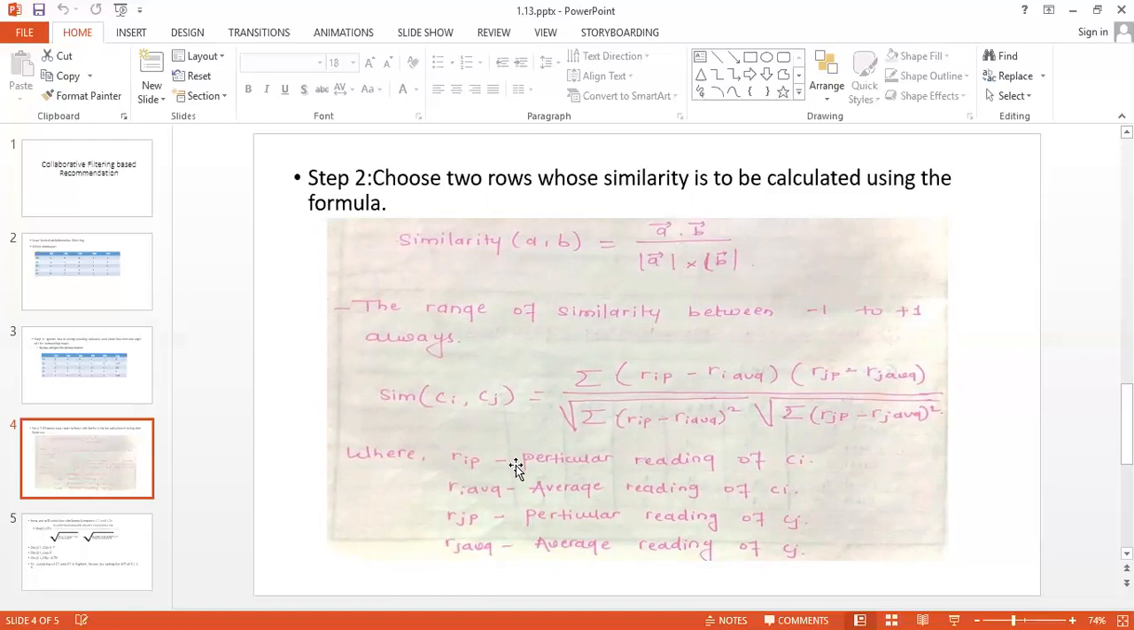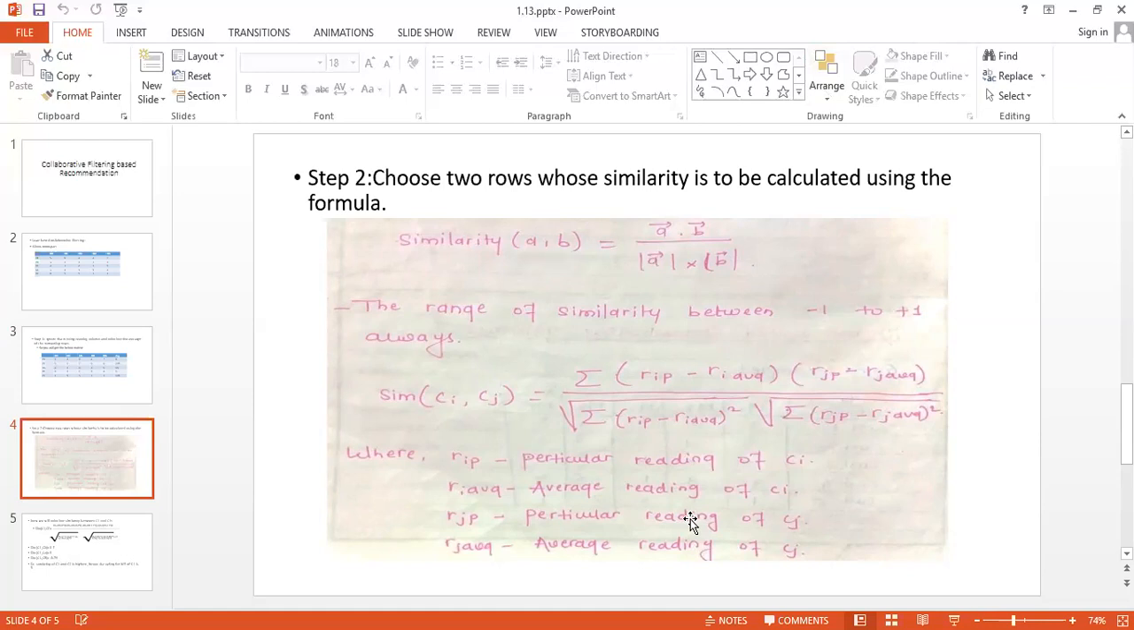The range of similarity between two rows will always be -1 to 1, just like we have seen in our previous video that the similarity lies between -1 to 1. If the similarity is -1, then the two products are totally dissimilar. And if the similarity is 1, then the two products are exactly similar. And in between, if values are coming, then that will be the similarity count between those two rows.